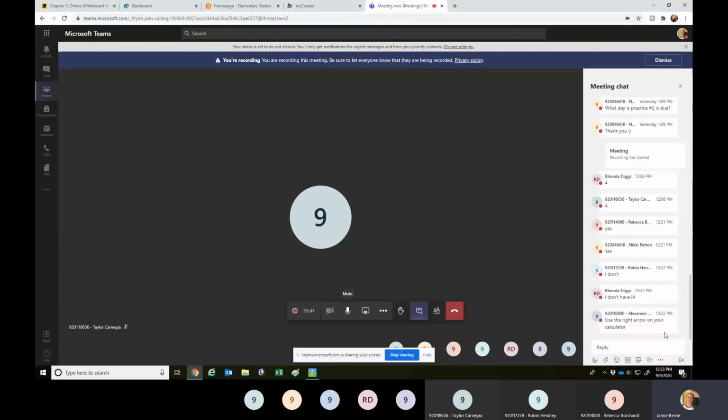Rhonda, you don't have L4. Use the right arrow, Alexander says. Yeah, your screen may be a little bit different than mine. Okay, cool. Robin, are you missing anything?